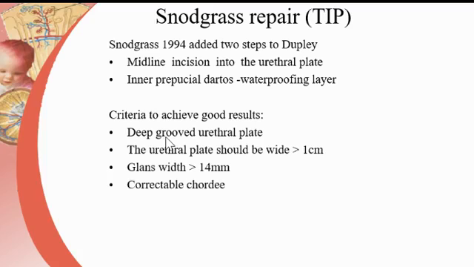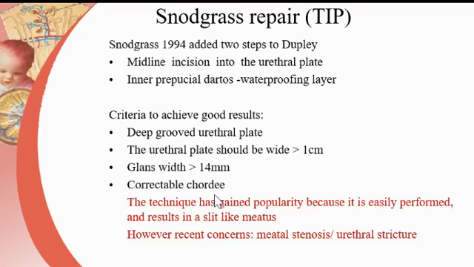Obviously, how it's going to heal, whether it is going to heal with scarring, these are the problems, and some of them develop urethral stenosis. We'll come to that later. So the criteria to achieve good results for a Snodgrass repair is you should have a good urethral plate. The urethral plate should be wide, like more than 1 centimeter, and the glans width should be more than 14 millimeter, and the chordee should be correctable. So if these are all there, then you can have a successful Snodgrass repair. On the other hand, if they are not there, then your Snodgrass repair may end up having a meatal stenosis or a urethral stricture or urethral stenosis. So these are the problems which are faced by the later surgeons who felt that this is not working exactly in the way it works in the hands of Snodgrass.